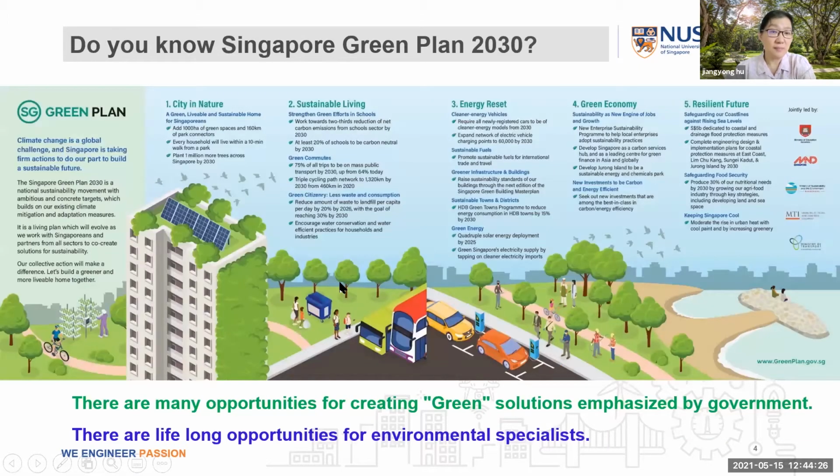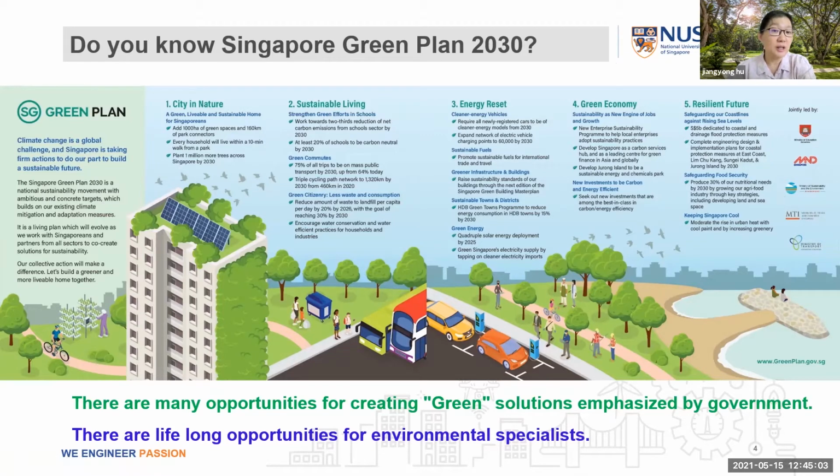In addition, the Singapore government just came up with a green initiative plan, called the Singapore Green Plan 2030. This is a multi-agency sustainability plan aiming for future sustainable development. And this plan covers areas like City in Nature, Sustainable Living, Energy Reset, Green Economy, and Resilient Future.